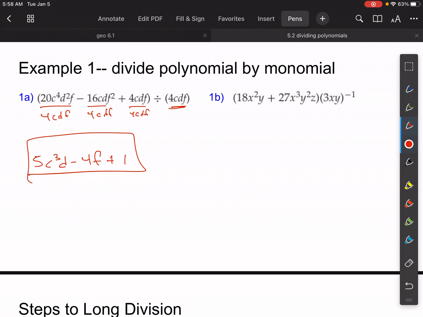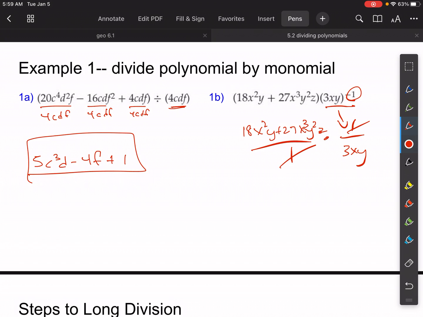All right. And then for 1b, notice it's a multiplication problem, but here's the catch with 1b. This is taken to the negative 1. If anything is taken to the negative 1, what that means is it's 1 over 3xy. That's how I could rewrite that. And now if I multiply it out, what I'm actually doing is dividing. So let me just show you. It would be this, just so you're clear. That's the math that's happening here.